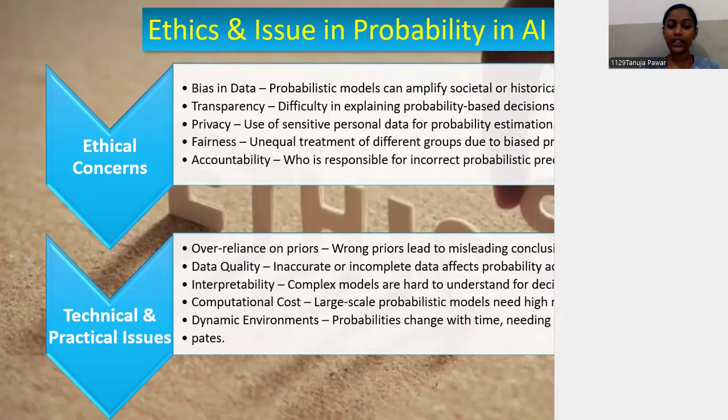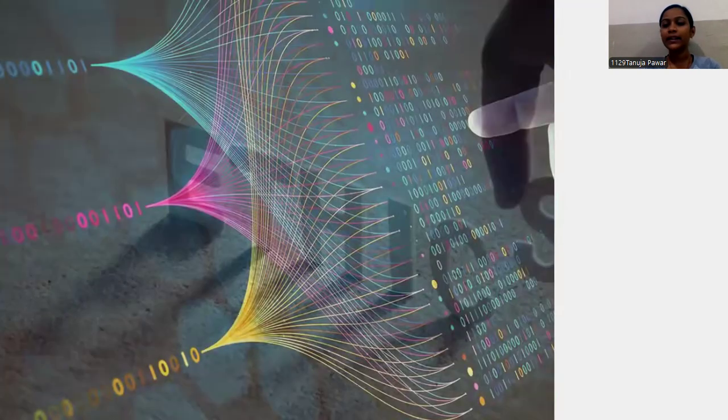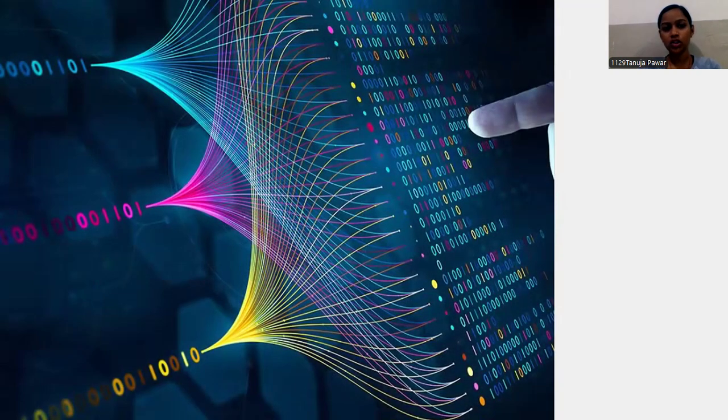There are some technical and practical issues in probability in AI. Over-reliance on priors: wrong priors lead to misleading conclusions. Data quality: inaccurate or incomplete data affects probability. Interpretability: complex models are hard to understand for decision making. Computational cost: large-scale probabilistic models need high resources. Then dynamic environments also affect it.